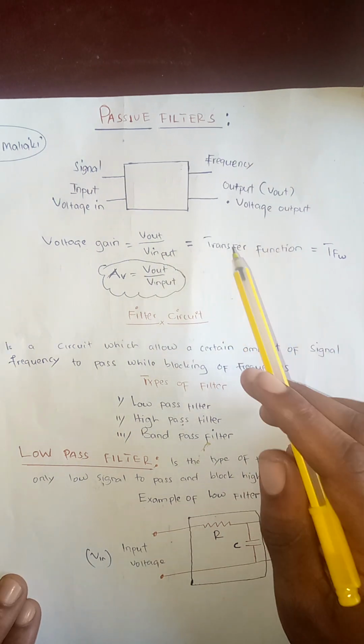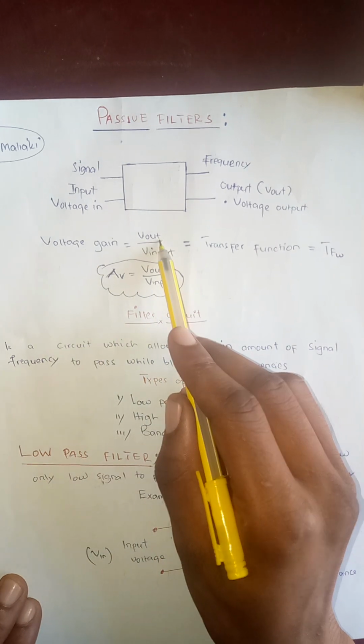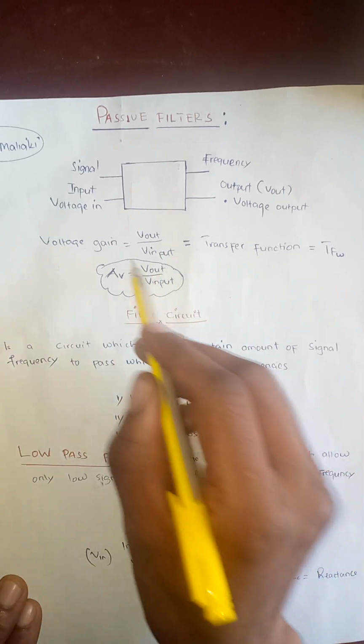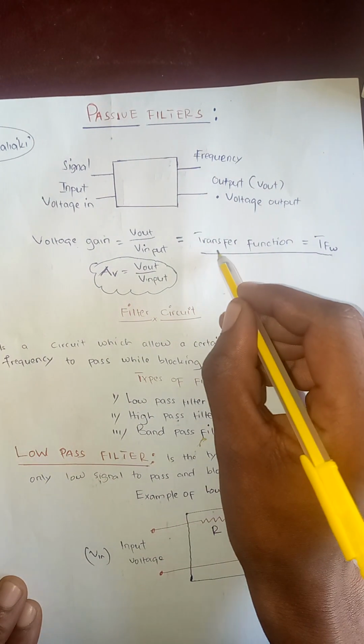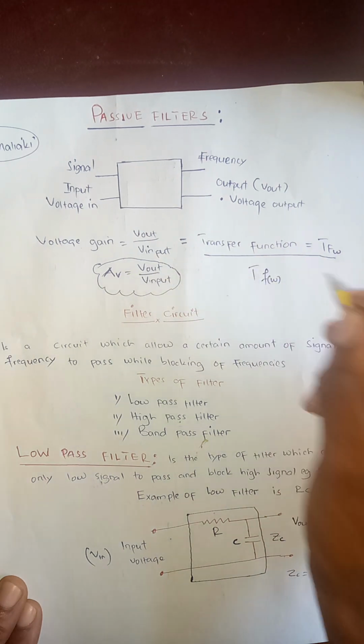Now we have to find the voltage gain. Voltage gain is equal to voltage output over voltage input, this one over this one, and this is also called the transfer function, so it is denoted by the transfer function.